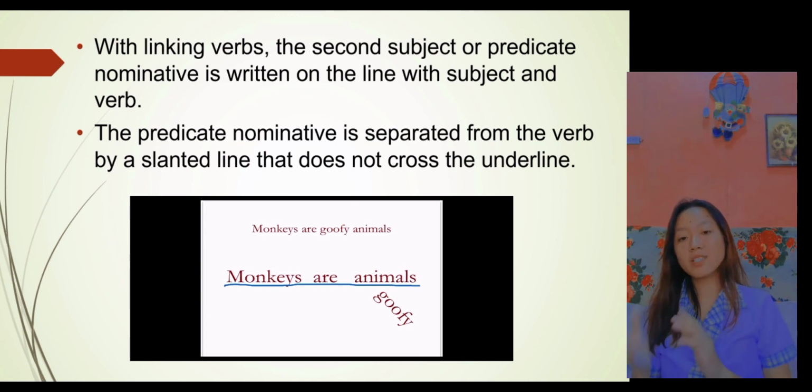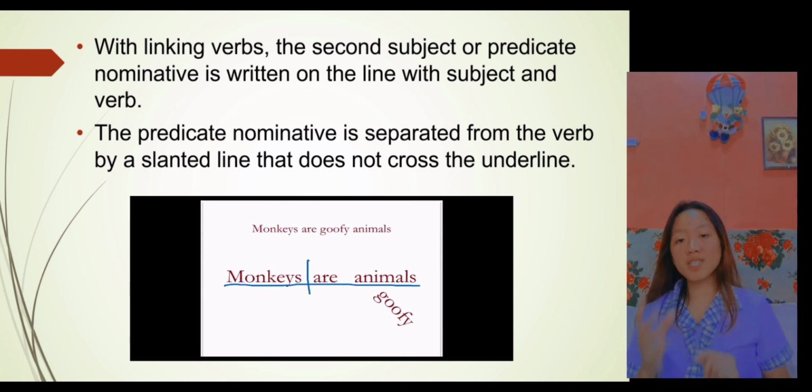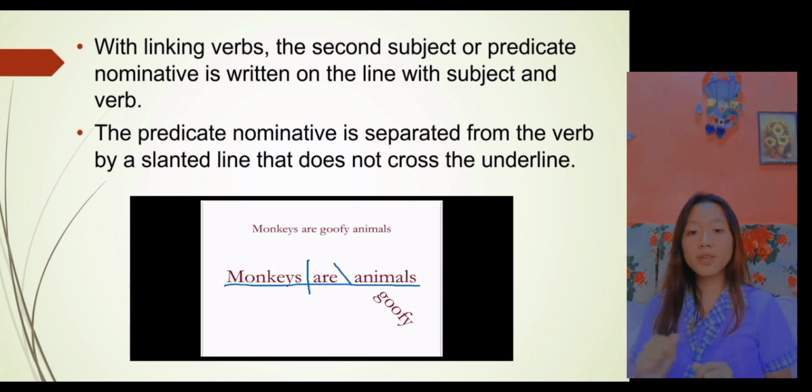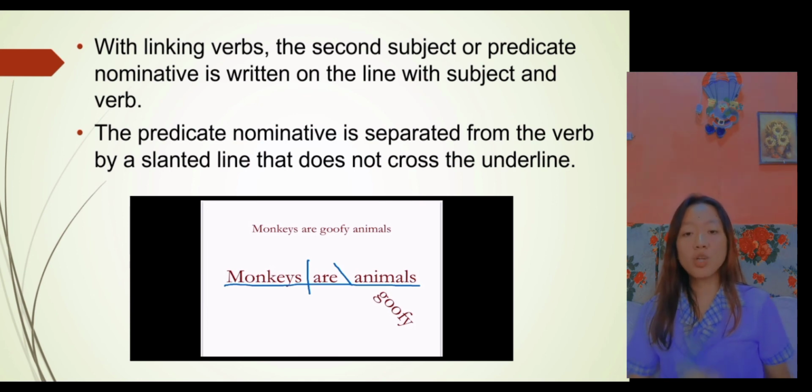So we separate our subject monkeys and the verb are with a vertical line that crosses the underline. Instead of using a vertical line that does not cross the underline between the verb and the predicate nominative, we use a slanted line that does not cross the underline. Here we have goofy, an adjective that modifies the animals, so the diagonal line must touch the animals in the diagram.